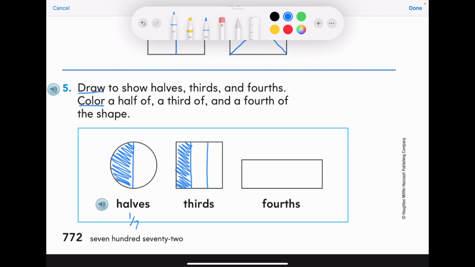So this would be a half. This would be a third. And then same thing over here. I'm going to do fourths, 4 equal parts. I'm going to make that a little better. 4 equal parts. And I would color a fourth of this shape.